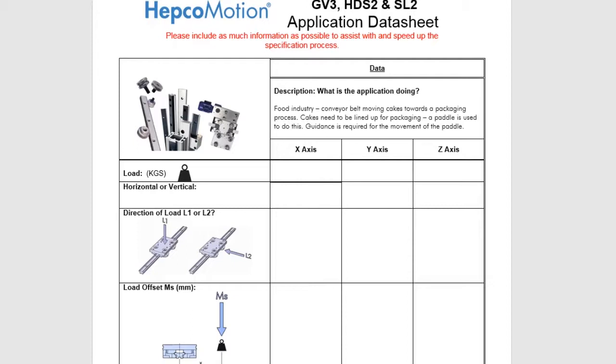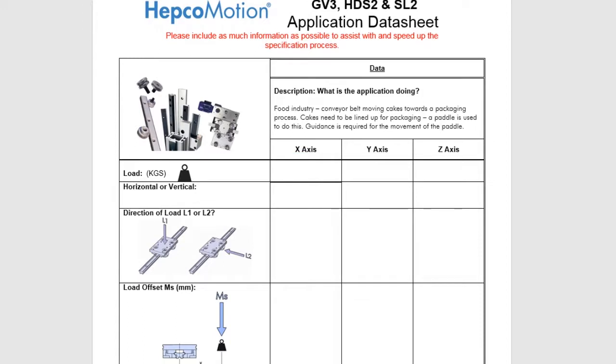With this datasheet, there is the option to provide information for 3 axes of movement. In this application, there is only one axis of movement, so only the x-axis column needs to be completed. In some cases, you might also have vertical and horizontal movement. Information can then be given in the y and z-axis columns.